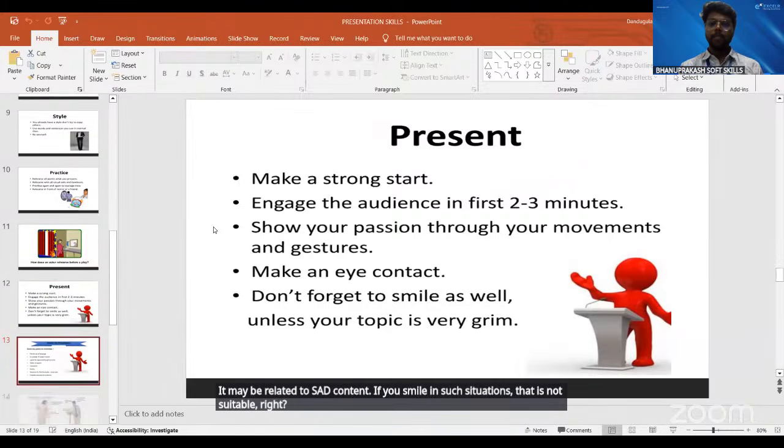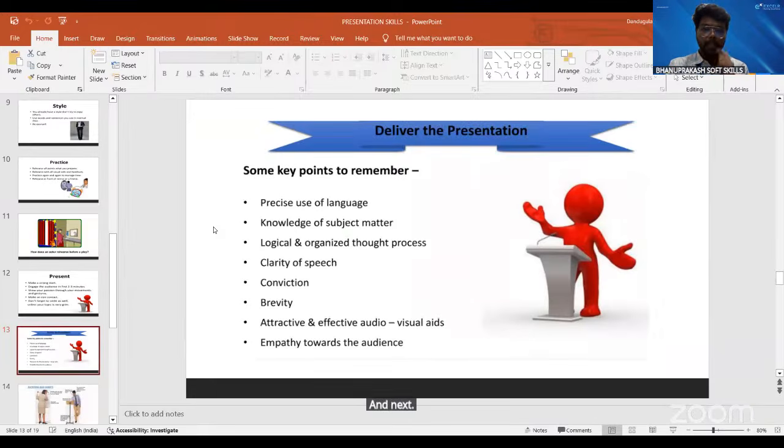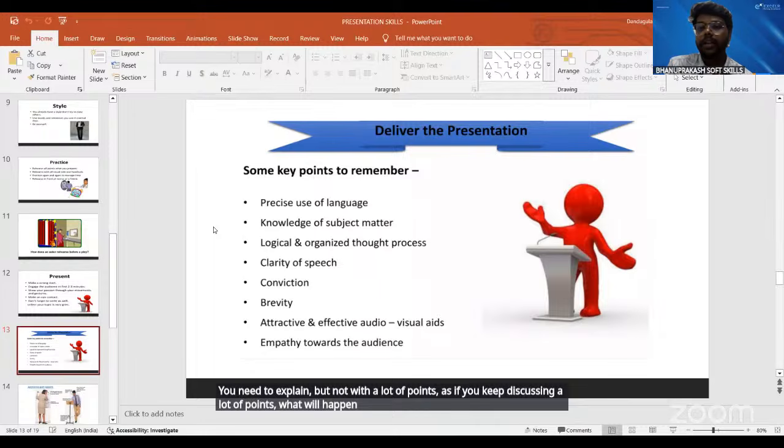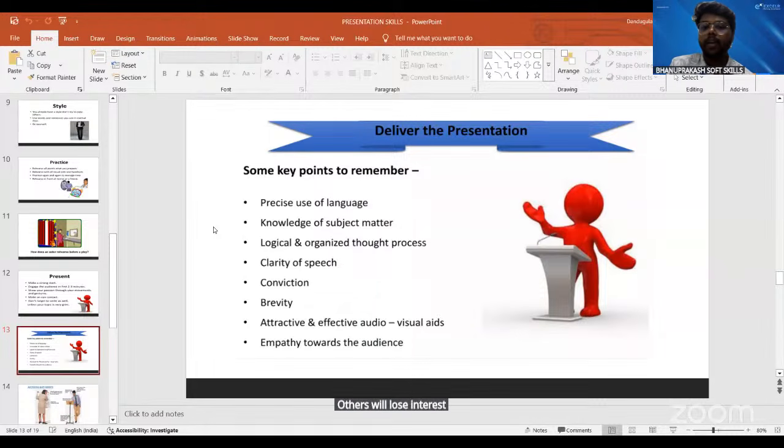And next, while delivering the presentation, the key points you need to remember here are precise use of language. You need to explain, but not with a lot of points. If you keep discussing a lot of points, what will happen? Others will lose interest. And knowledge of the subject matter is also important, and a logical and organized thought process.